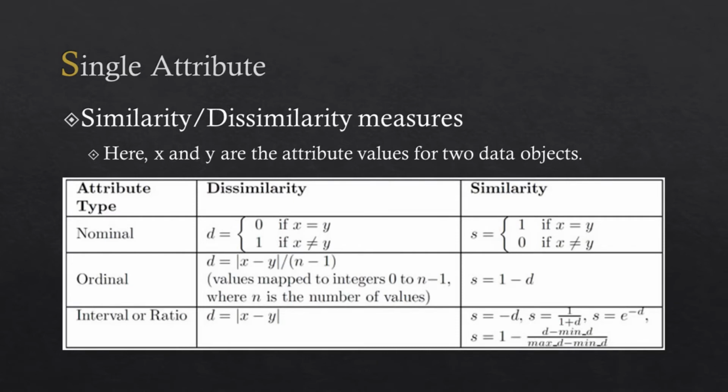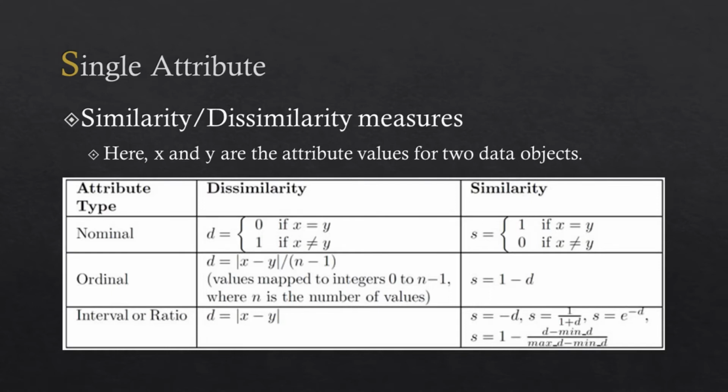In this case, similarity is equal to 1 if x is equal to y, and similarity is equal to 0 if x is not equal to y. In ordinal, d is equal to the absolute value of x minus y divided by n minus 1. The values are mapped into integers from 0 to n minus 1, where n is equal to the number of values, while in similarity is simple to understand because similarity is equal to 1 minus dissimilarity.